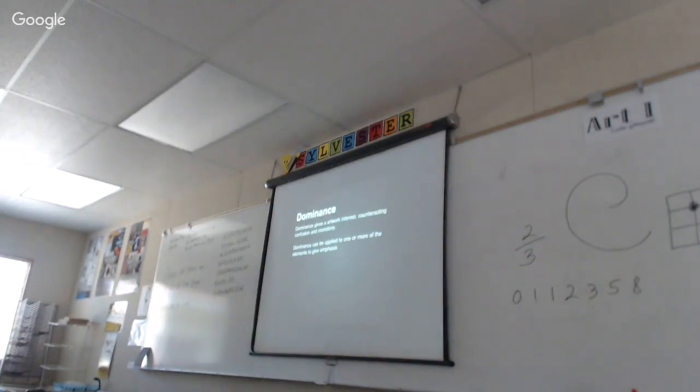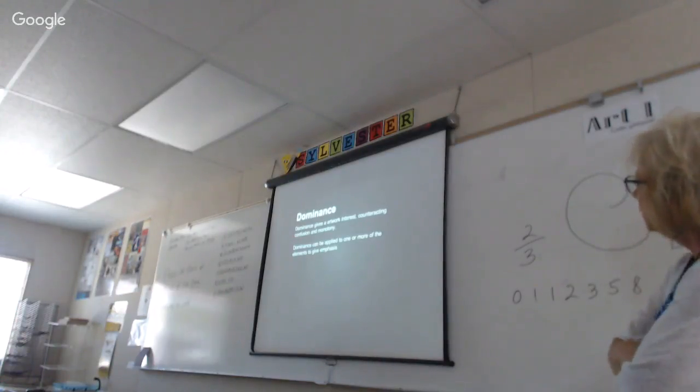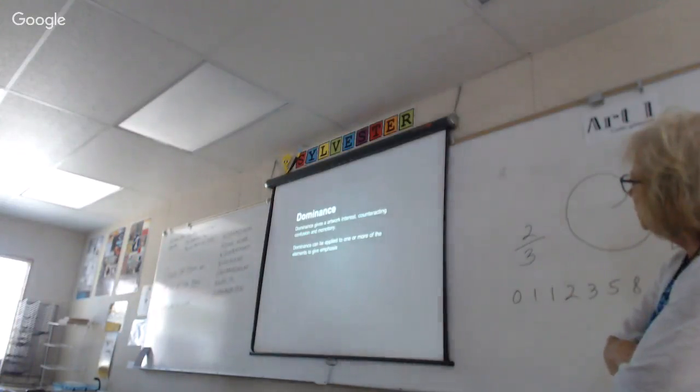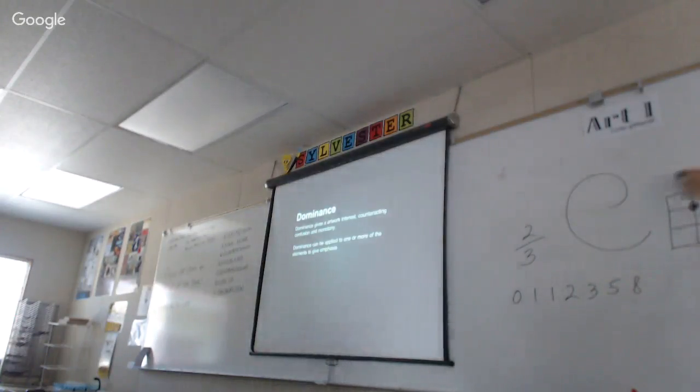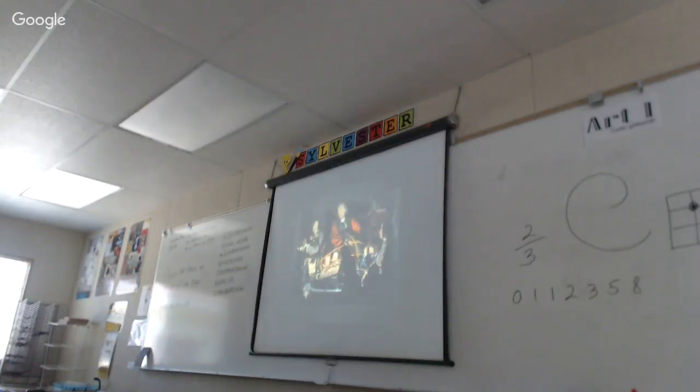Dominance. Okay, Mark, there you go. Dominance gives an artwork interest, counteracting confusion and monotony. Dominance can be applied to one or more of the elements to give emphasis. You can see we already talked about how when you're doing a painting and you want to stick with the rule of thirds, or you're taking a photo, you want to make the dominant thing in there work with that rule of thirds. And if you were to take a painting class, we would talk about the importance of composition and what is going to be your dominant element.